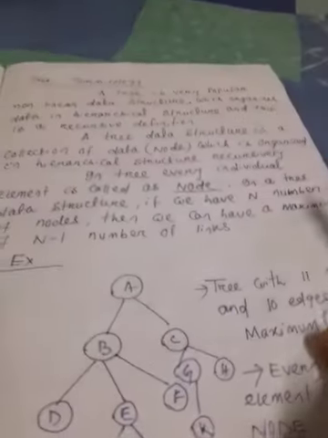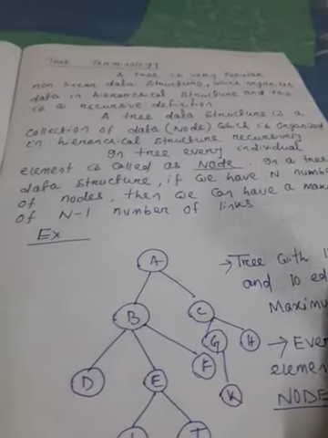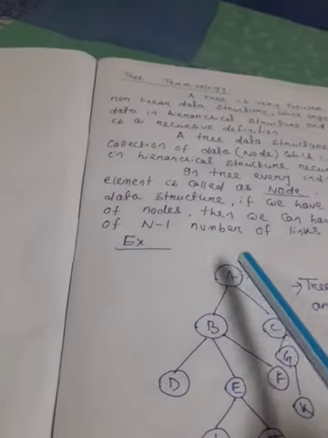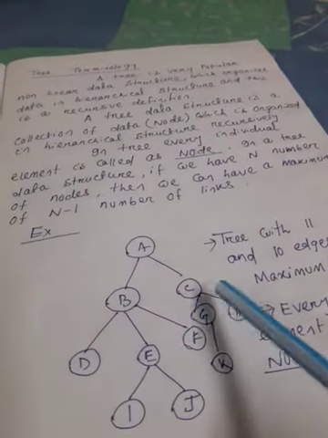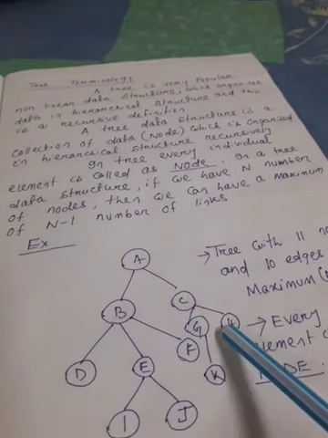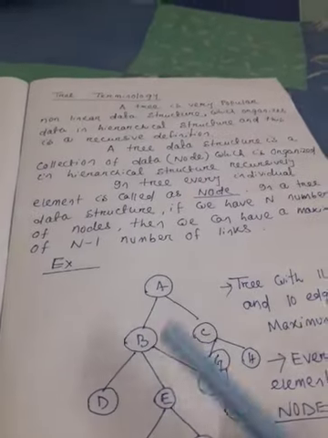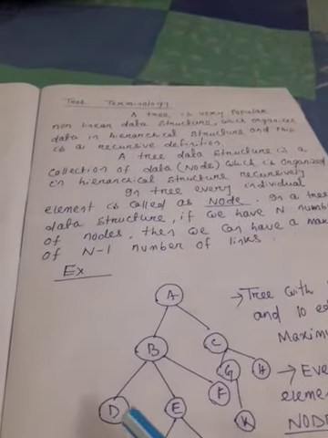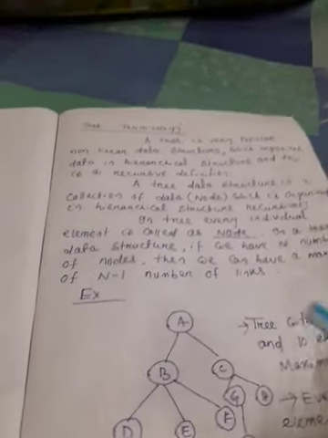So see this example. In this example, which ones are internal nodes? A, B, E, then C, then G are known as internal nodes. Okay. Why are these known as internal nodes? Because they have at least one child node. So this is known as an internal node.